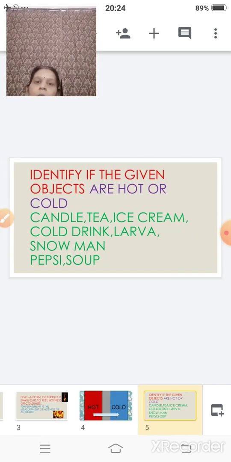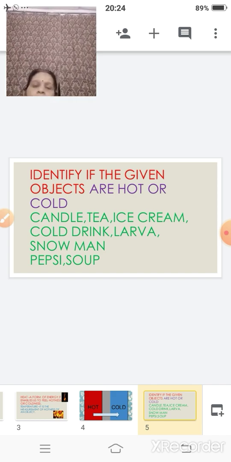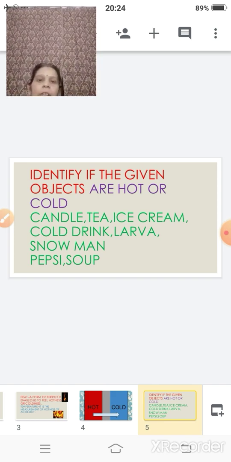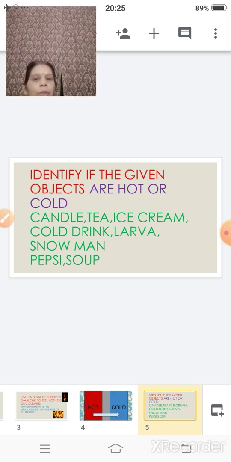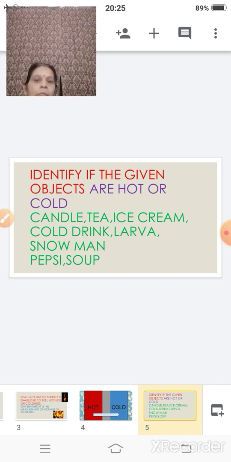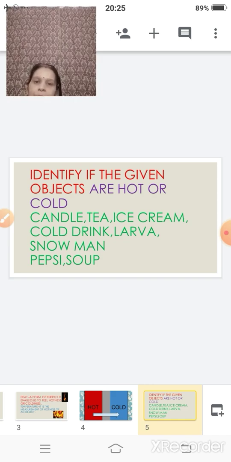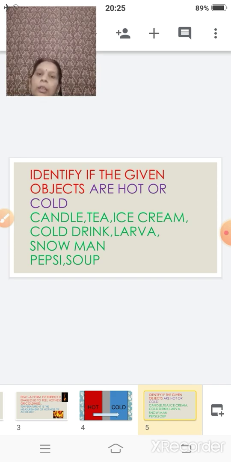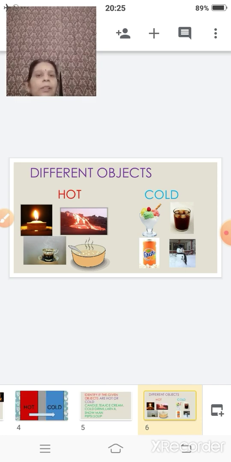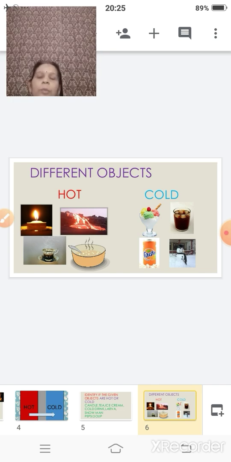So children, we can identify these objects in our day-to-day life in a normal way by just touching them, and a few of the objects we are familiar with when we come across them. Here I have written a few of the objects on the screen which you can see: candle, tea, ice cream, cold drink, lava, snowman, Pepsi and your soup. These are some of the objects which I have given over here. Now if you want to segregate them, we can easily do it by just touching them to feel if these objects are hot or cold.